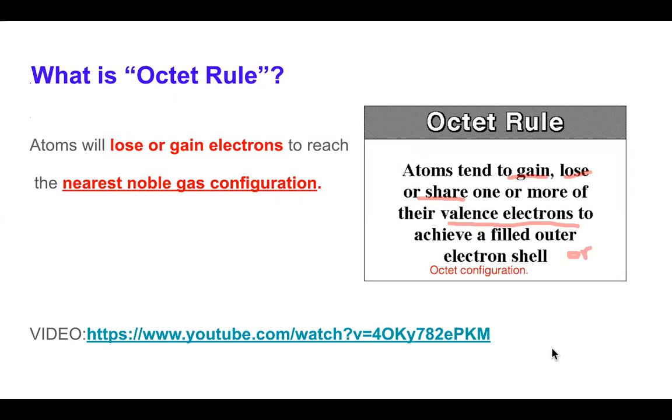So at this point you might be asking a question: how do I know whether the atom wants to lose electrons, gain electrons, or share electrons? How do I decide which atoms will lose electrons, which atoms will gain electrons, which atoms will share electrons? So I'm going to take 2 examples and explain step by step.